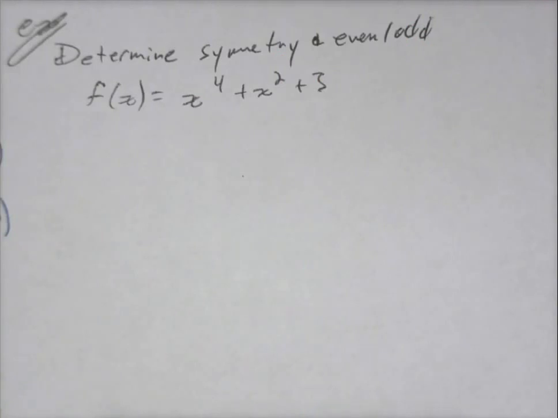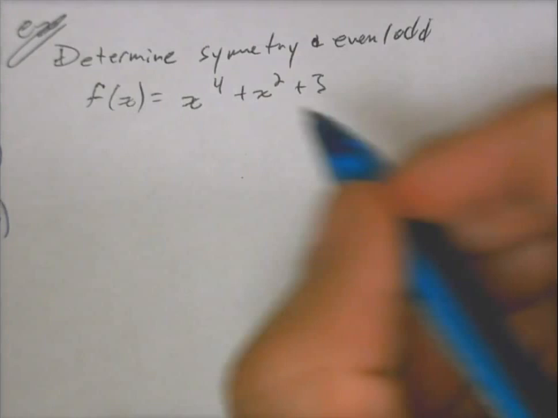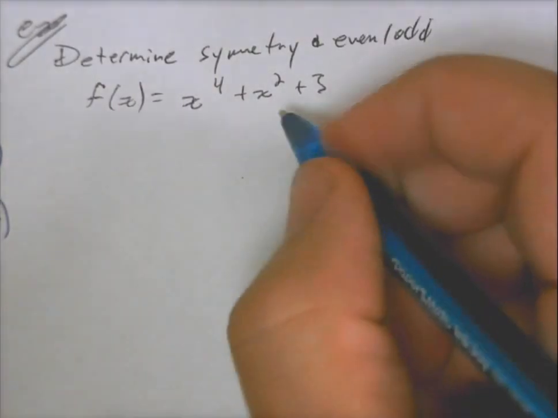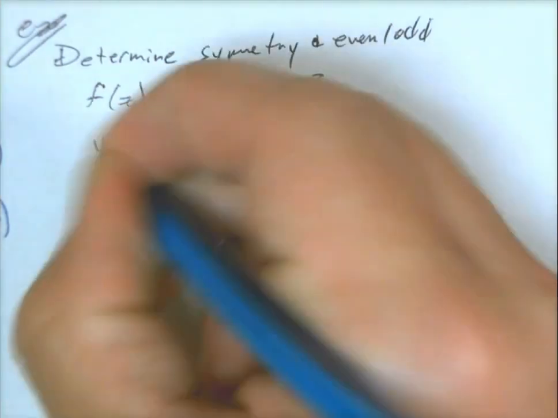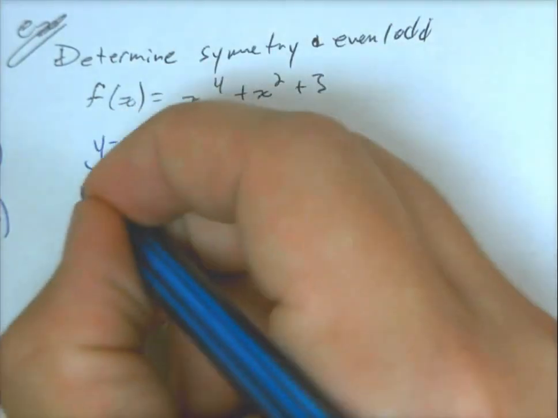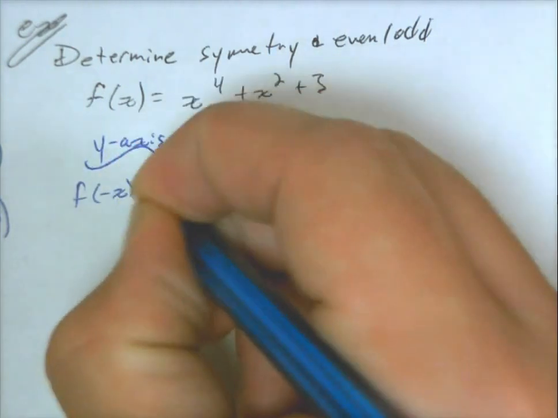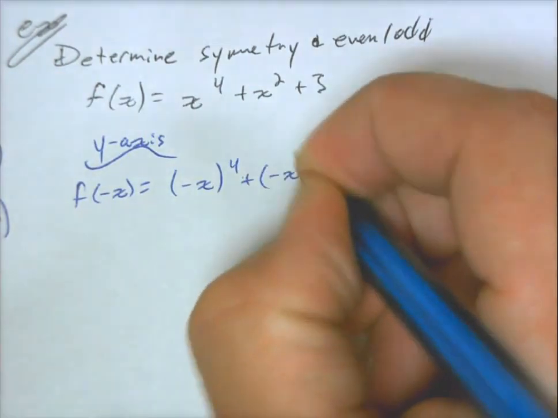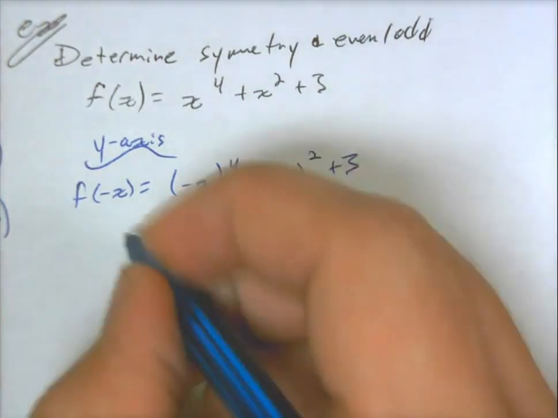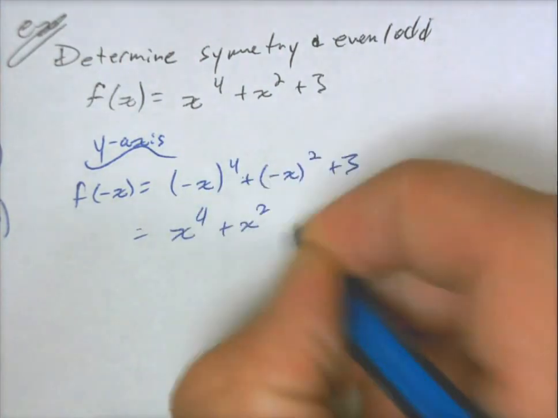All right, let's do another one of these guys. So determine symmetry, even, odd. I kind of have a hunch again that this might be y-axis if it's anything. So if I try y-axis symmetry, I have a negative x value. So I'll say f of negative x equals negative x to the fourth plus negative x squared plus 3, which would come out as x to the fourth plus x squared plus 3.